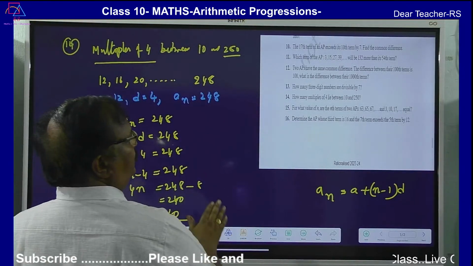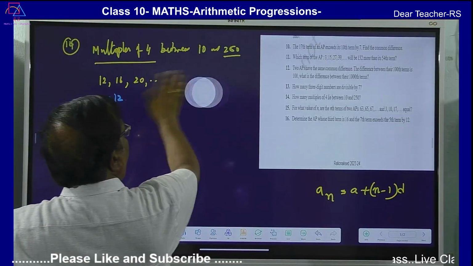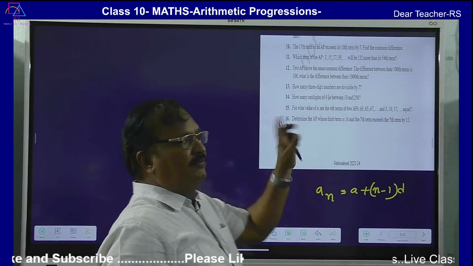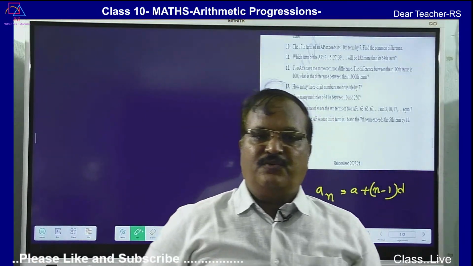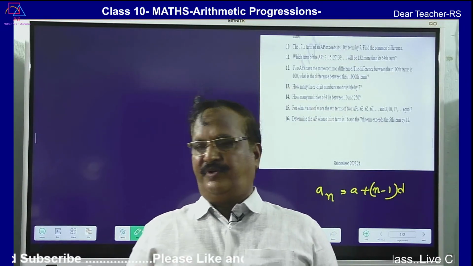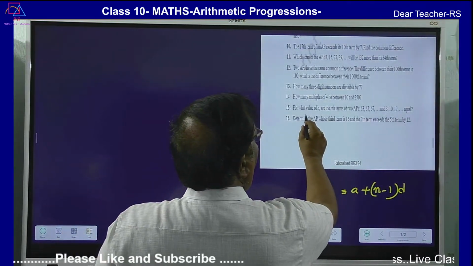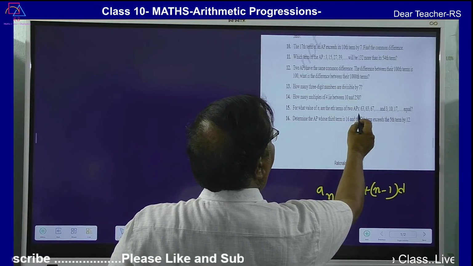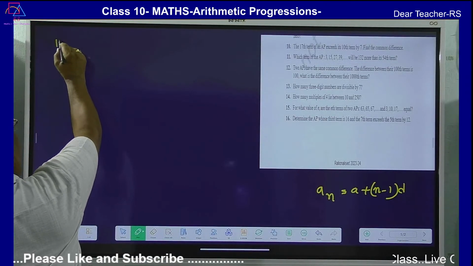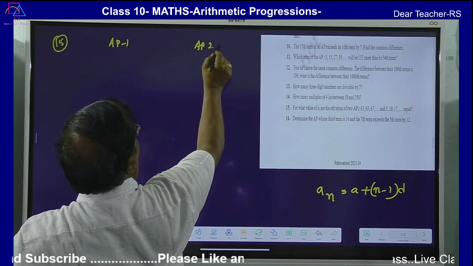Let me go to the 15th question. With this question I will stop this exercise, remaining questions you try to do by yourself. The 15th question I will finish off, and then tomorrow I will be giving you the last concept of arithmetic progressions, the last concept. Okay. For what value of n are the nth terms of two APs equal? There are two APs, question number 15. This is AP1 and this is AP2.